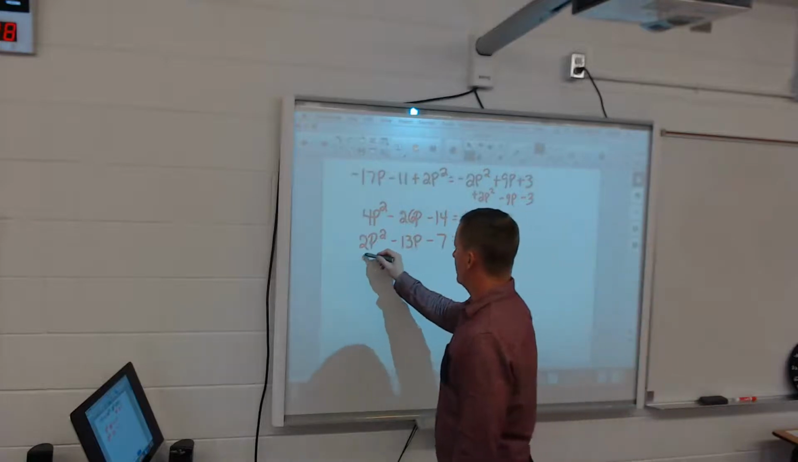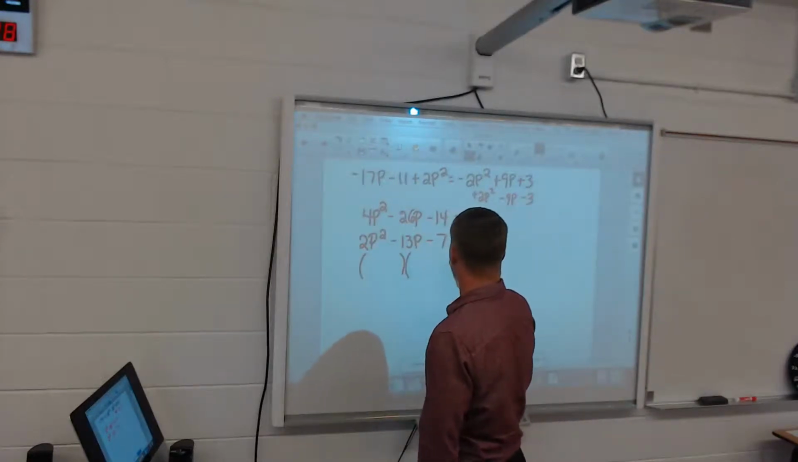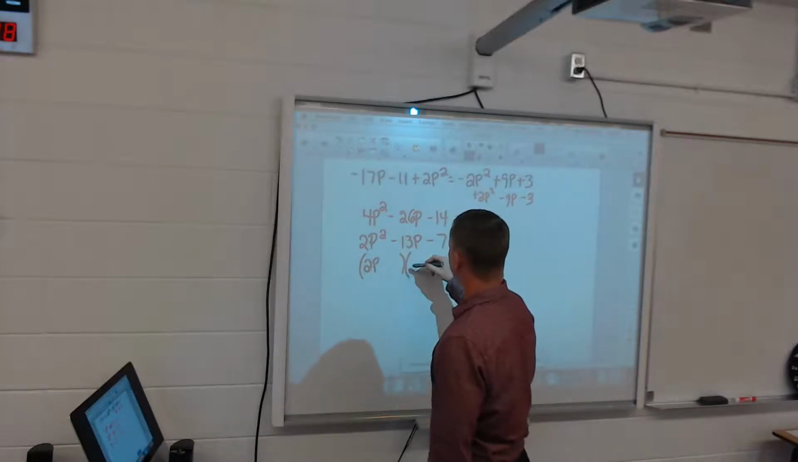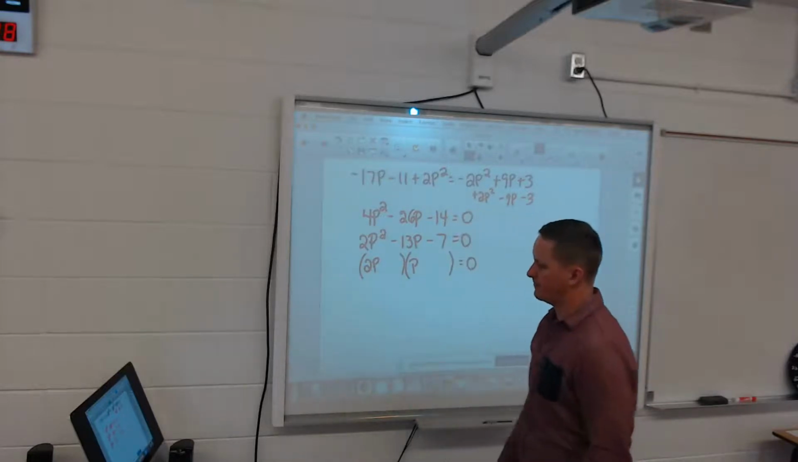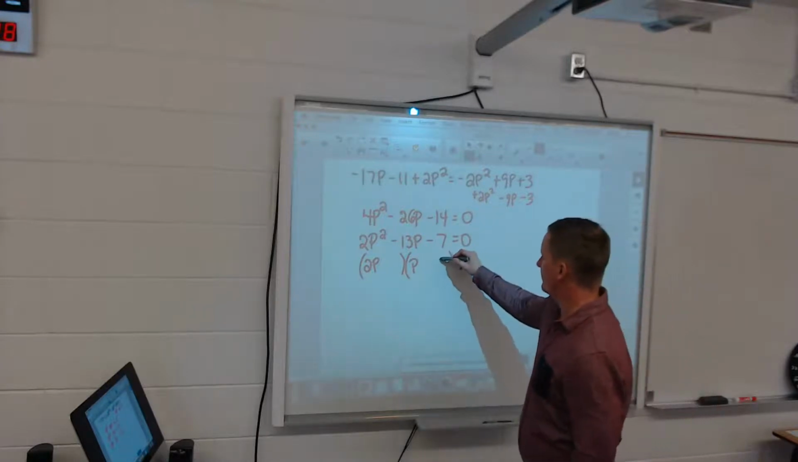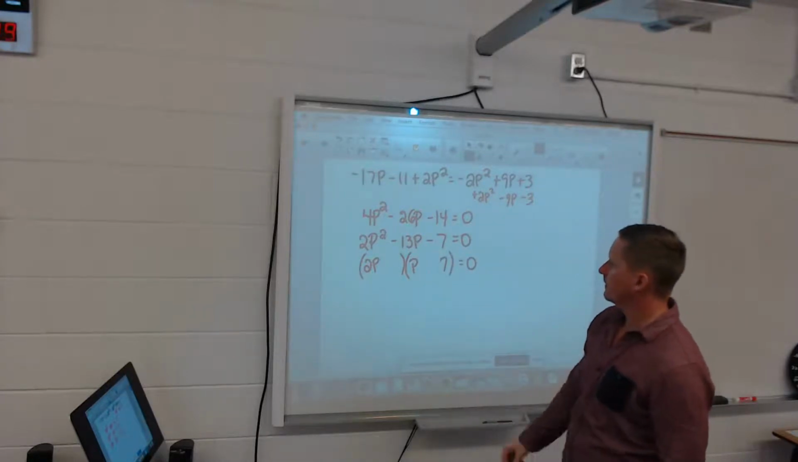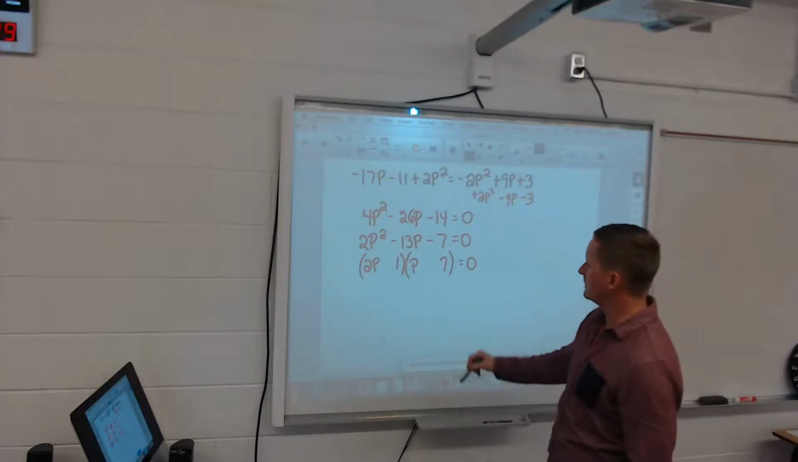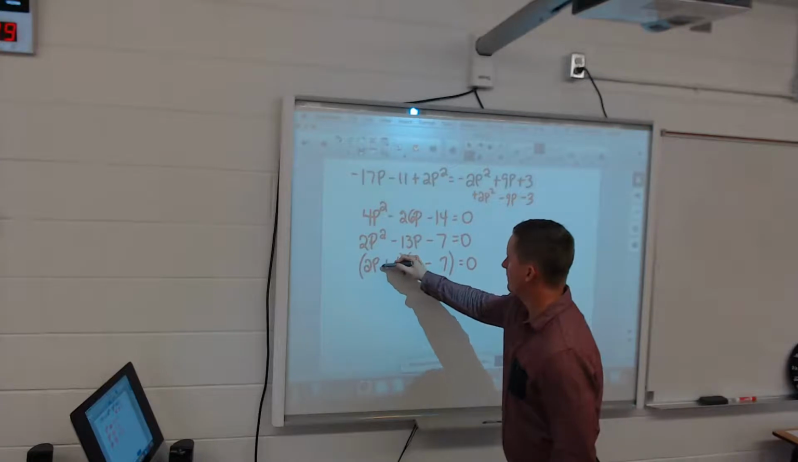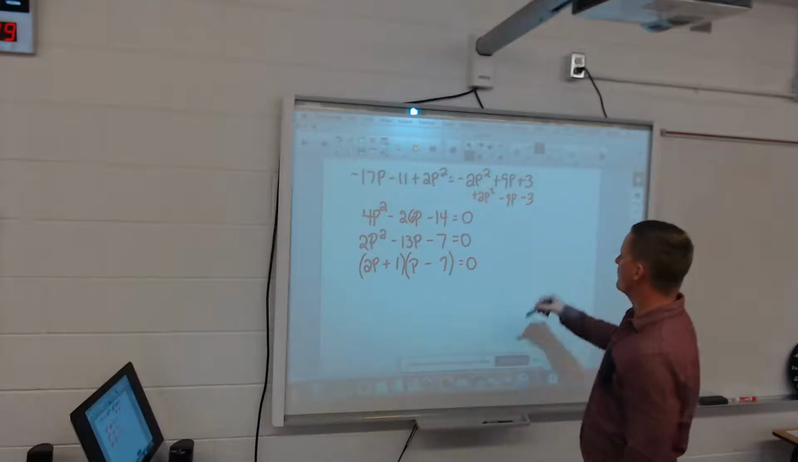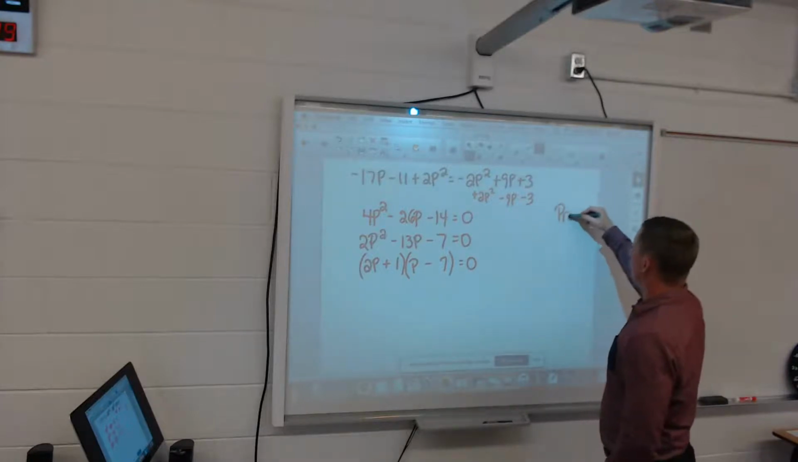Now, I'm going to do quick math here. I only have 2 options for 2p squared. It's 2p and p. And I need to get to a 14, so I'm going to put a 7 there and a 1 here. Those are my only 2 options. And I need a negative 14. So, again, this is a higher level. This is harder to do. Some of you may have to do this.